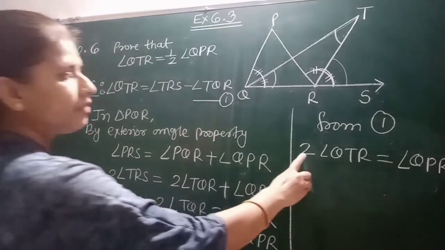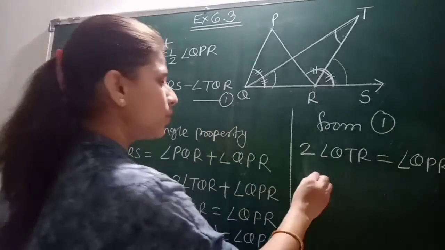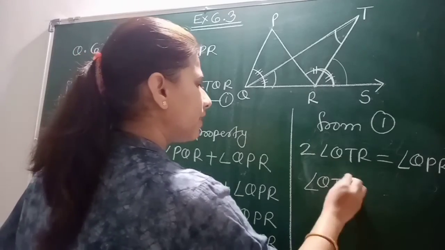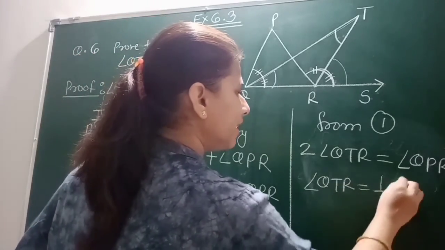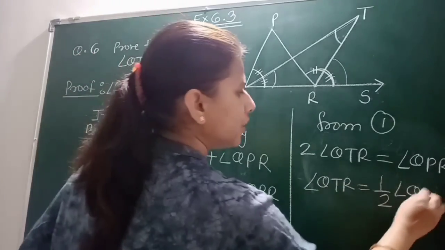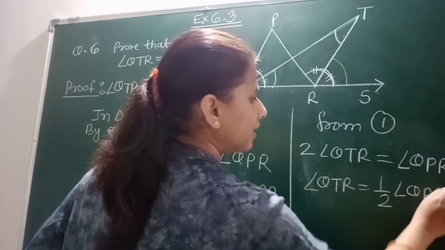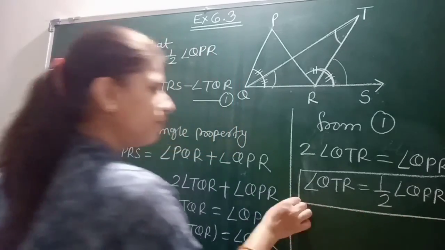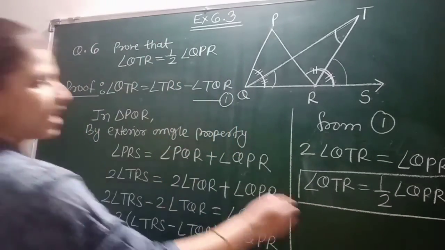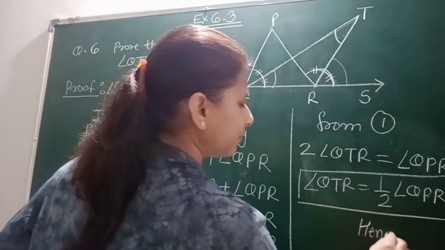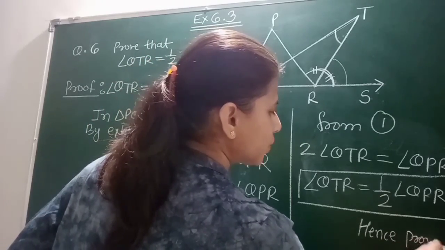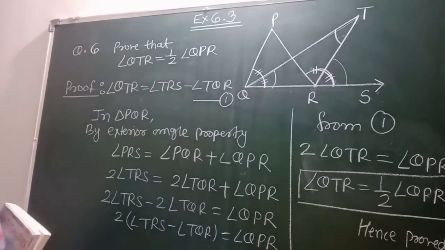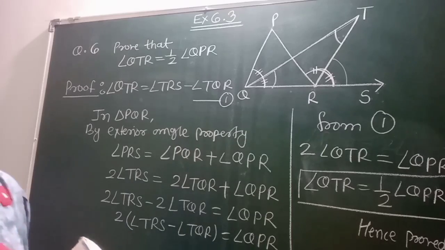Now we will shift this 2 from left hand side to right hand side. It will come in the denominator: half angle QPR, and that is what we have to prove. Hence proved. So student, this question is based on which property? Exterior angle property. Thank you students.